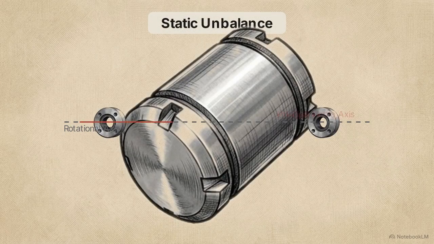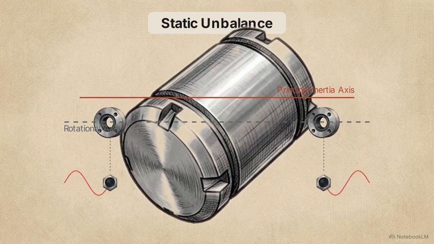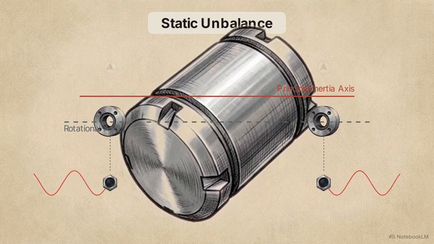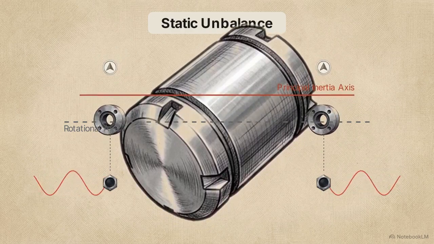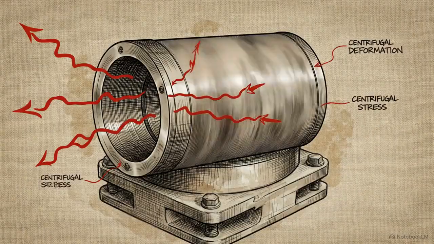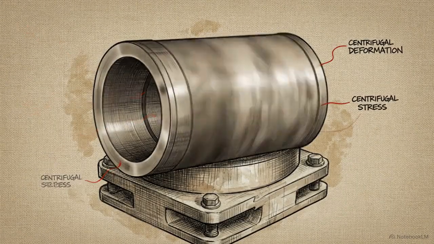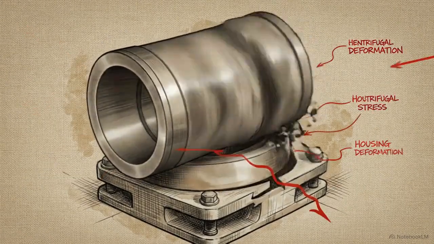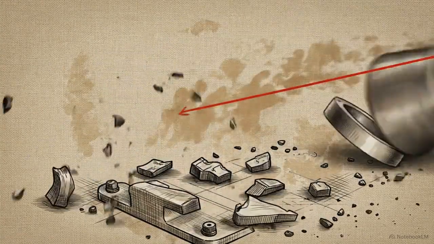The principal inertia axis remains parallel to the rotational axis, but shifts to one side. Consequently, vibration amplitude is identical at both bearings, and phase angles are exactly the same, pushing both ends simultaneously. This parallel alignment acts as a uniform centrifugal force, pulling the entire rotor outward in a single consistent direction.